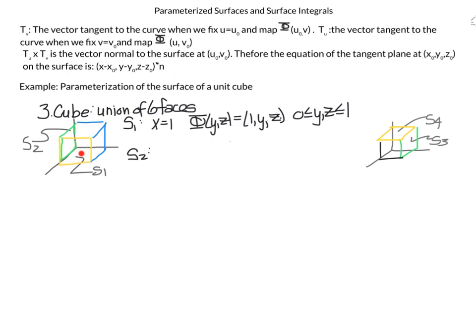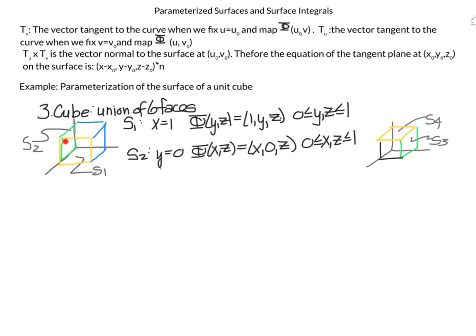Looking at this first S1 surface, this yellow surface, this is at x equals 1. Remember, this is the unit cube. So this is at x equals 1, and it's x equals 1 for the entire yellow surface. So our phi only depends on y and z. So x is equal to 1, y and z can vary between 0 and 1. That'll give us this whole surface. Now y is going to go between 0 and 1, z is going between 0 and 1.